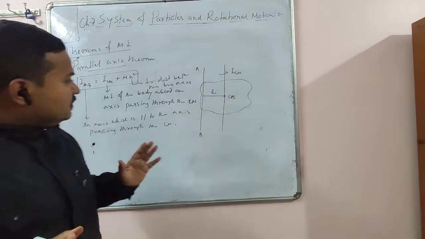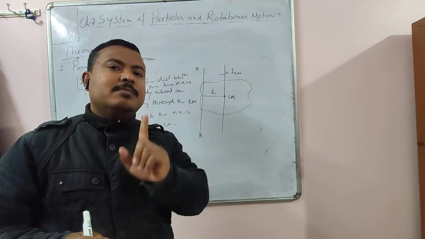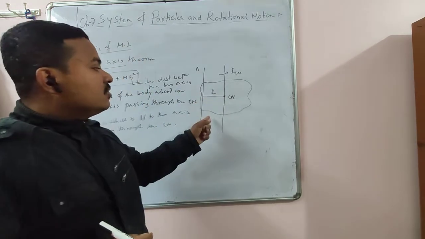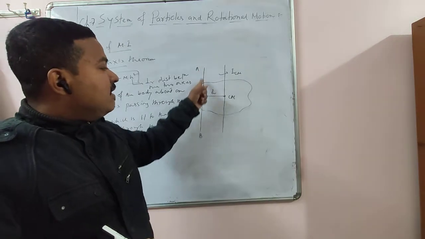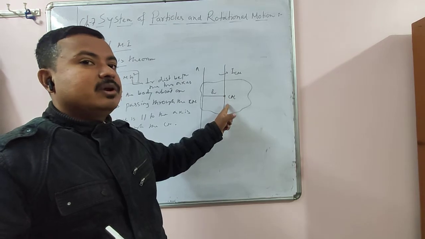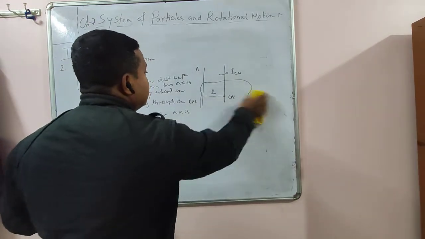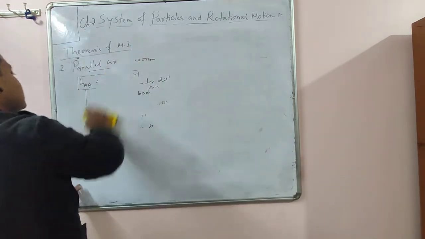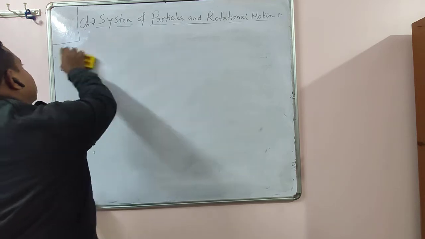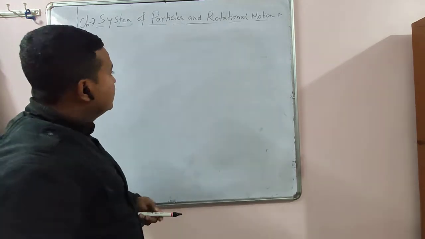Again, let me clear the points: the perpendicular axis theorem you apply if all three axes are passing through the center, and the parallel axis theorem will apply if the given axis is parallel to the axis passing through the center of mass. Now let me show you some examples so that you can easily understand when you will apply the perpendicular or parallel axis theorem.